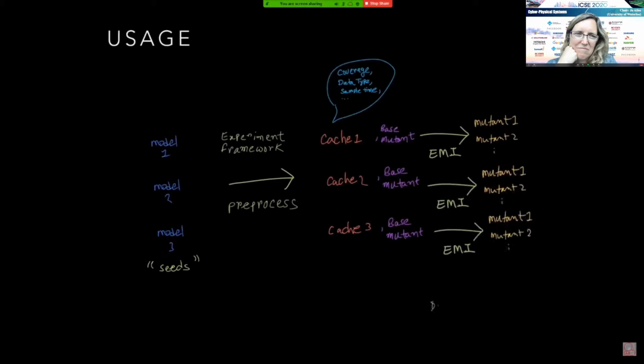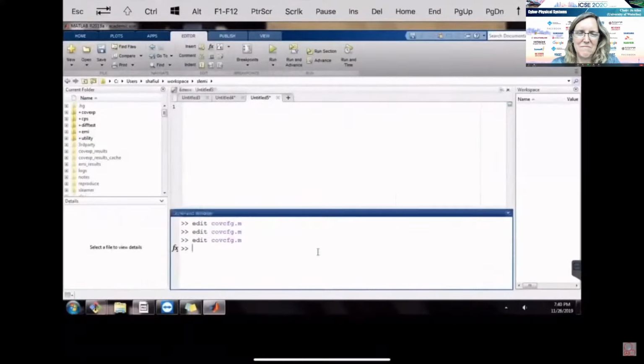Lastly, our differential testing component compiles, runs, and compares mutants with their seeds, again in parallel. To launch a tool, use the command line or MATLAB's graphical user interface.